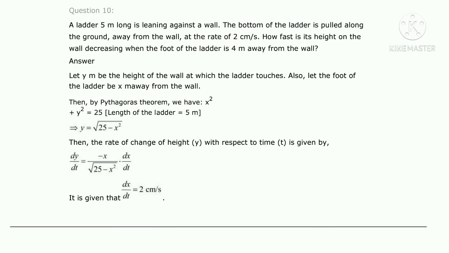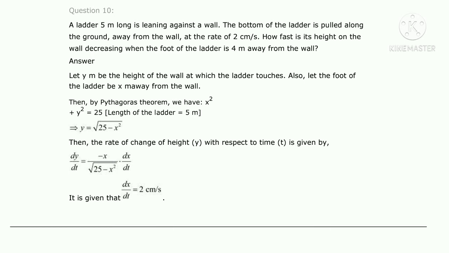Just imagine, if you have not understood, then you have to draw a right angle triangle, and there the hypotenuse you have to consider 5 meter because the length of the ladder is given as 5, and whatever the height of the wall we have to consider y, and then the base we consider as x. Is it clear?